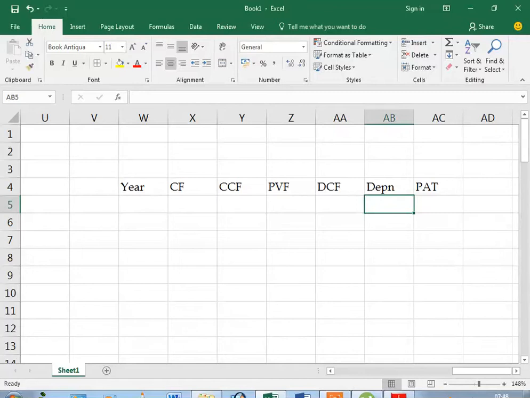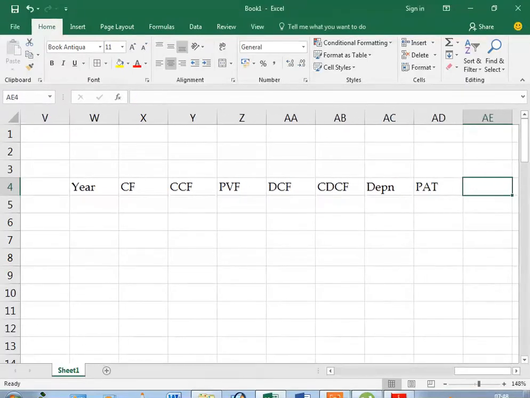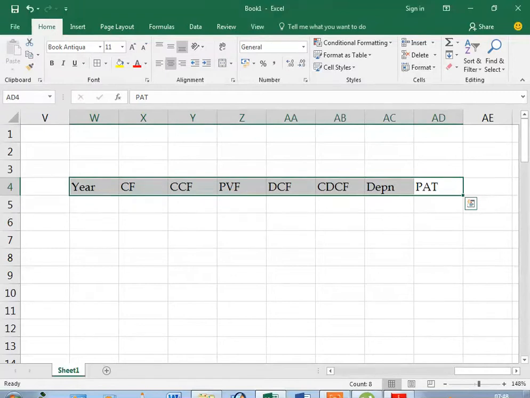Okay, sorry, CDCF. So these 8 columns is what I will use to calculate all the techniques together. Year, cash flow, cumulative cash flow, PVF, DCF, CDCF, depreciation, PAT. For IRR, maybe you have to do a little bit more calculation or open 2 more columns, which space may not be there. But for IRR, maybe you have to repeat it a little again. But this will help in getting me the answer to all the 5 techniques. Year, cash flow, cumulative cash flow, payback.